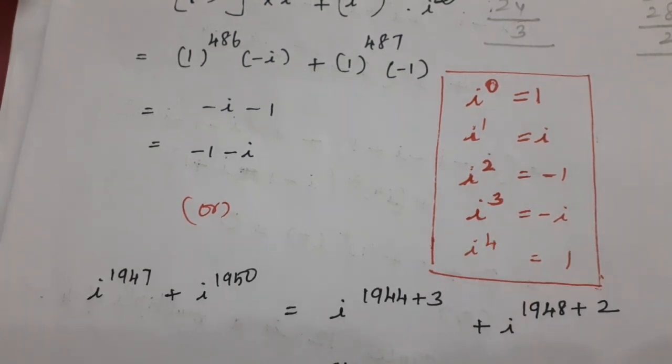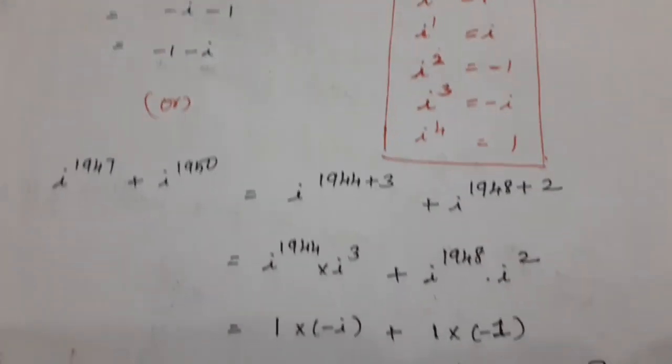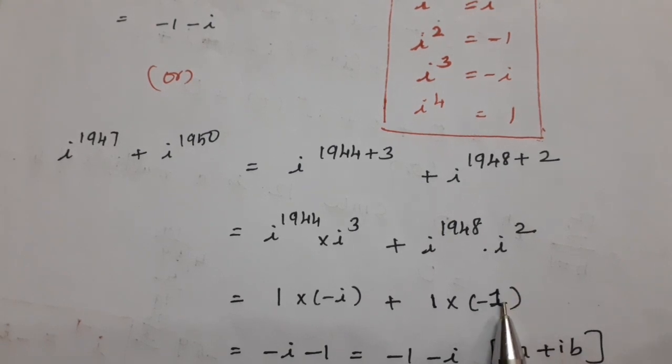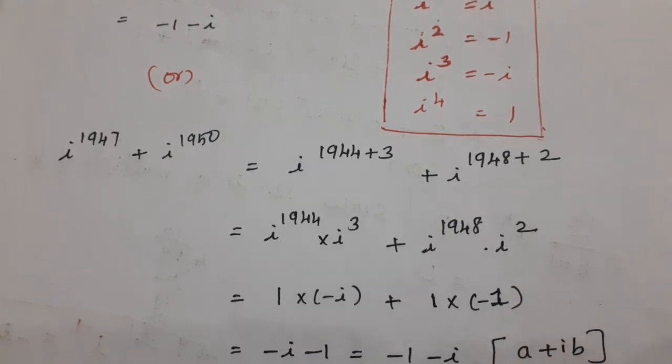i power 1940, this is divisible by 4. i power a multiple of 4 is nothing but 1. i cube is minus i. i power 1940 is divisible by 4, so the value is also 1. i square is minus 1. Therefore minus i minus 1. So the complex number is minus 1 minus i.